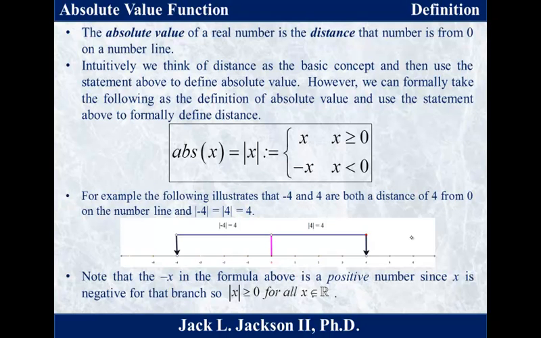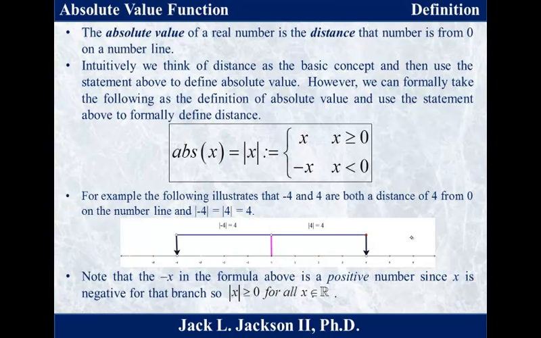So, if we start with the idea of distance, then we can define the absolute value as being the distance the number is from 0 on a number line. On the other hand, we could flip this around and do it in a more formal way, and define the absolute value of x as it is defined in this box here by this piecewise defined formula. Absolute value of x is defined to be x if x is greater than or equal to 0, and it's defined to be the opposite of x if x is negative.